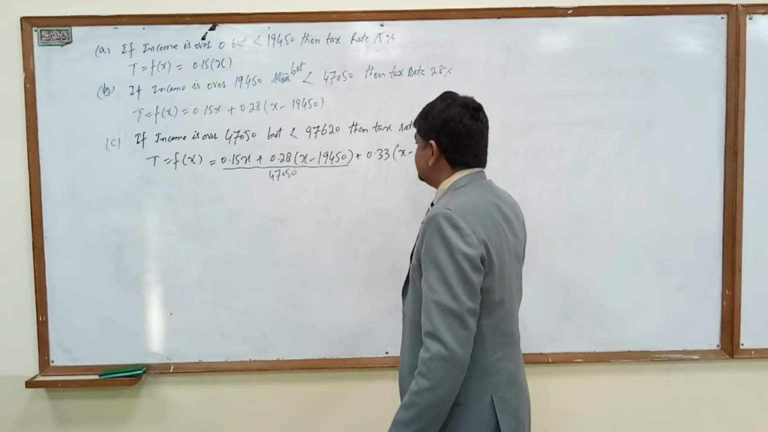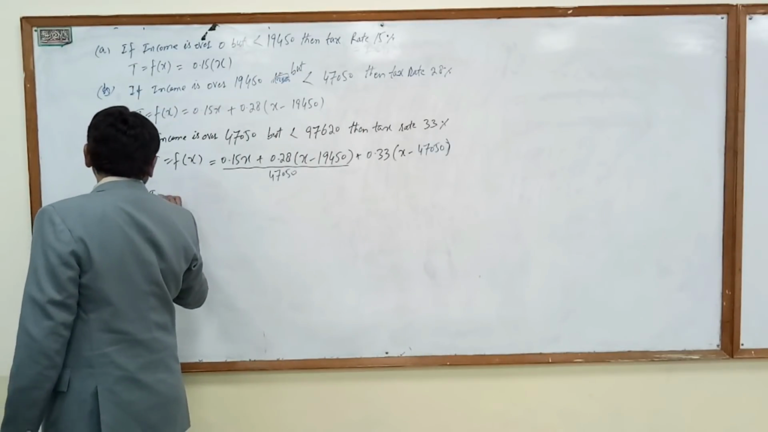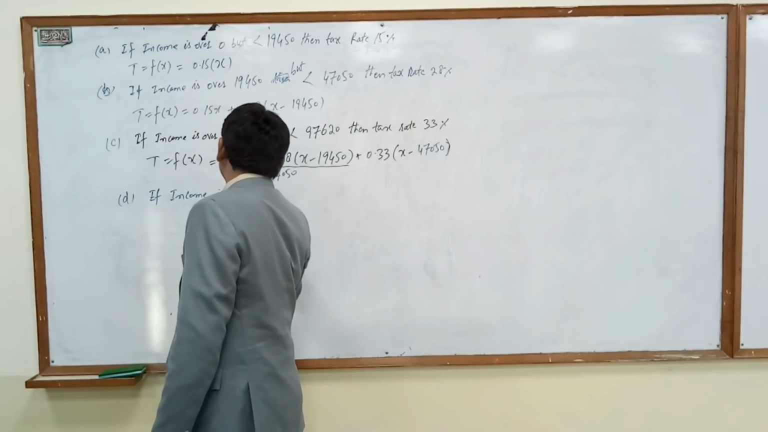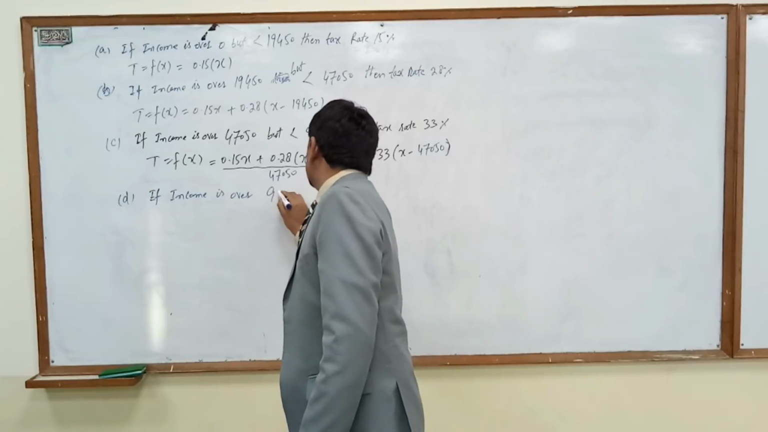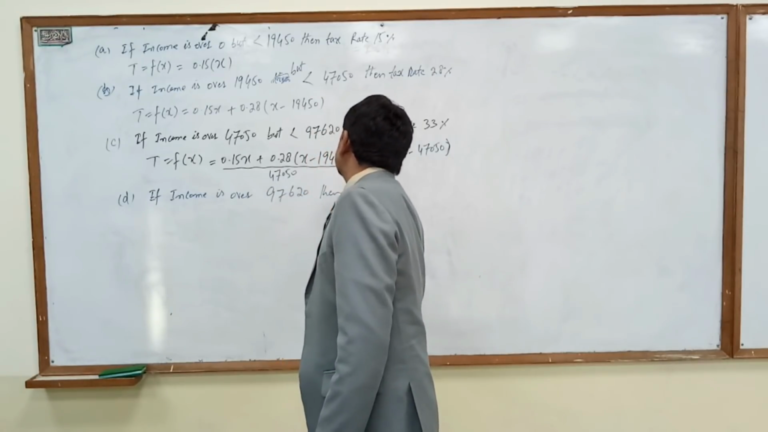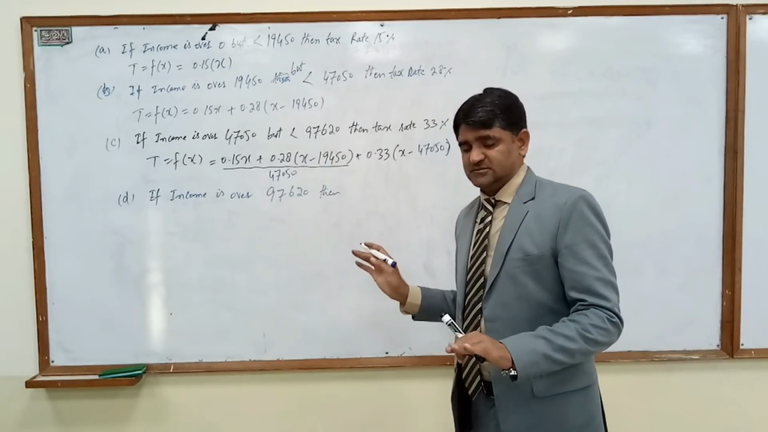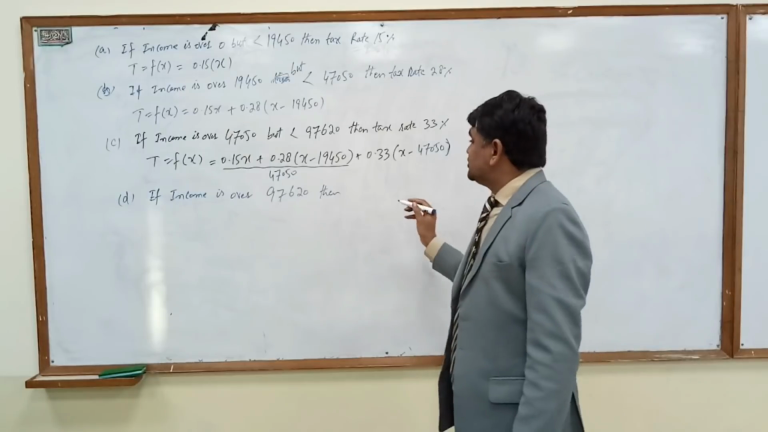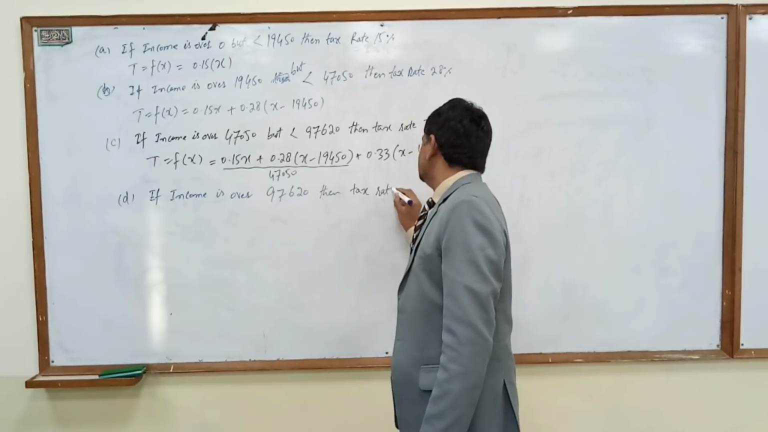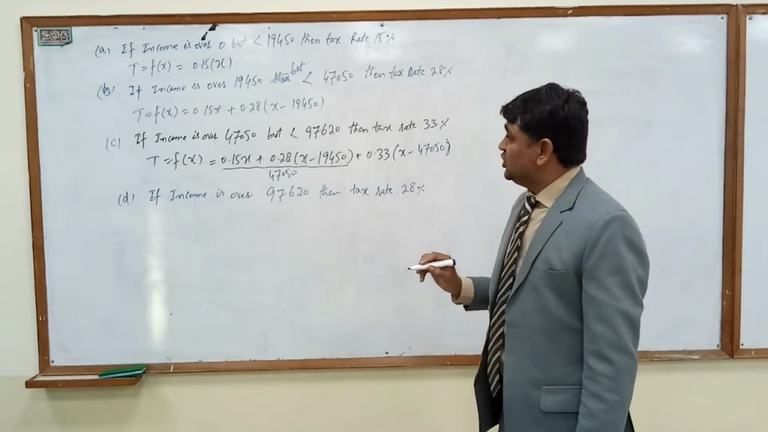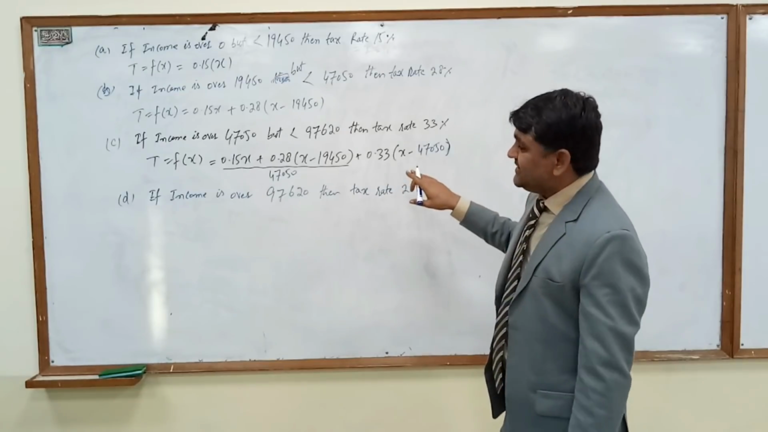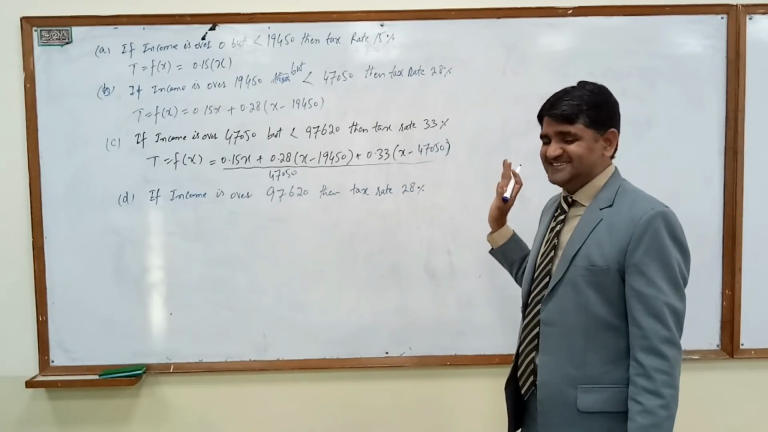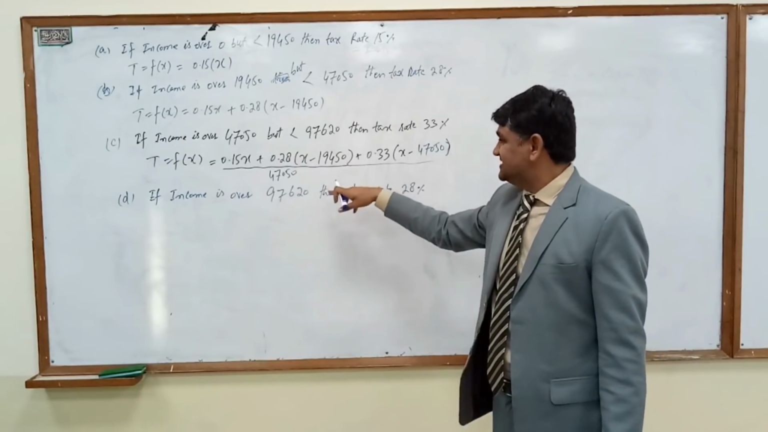What is part D? If income is over 97,620, then the tax rate is. That is the maximum upper limit in this question. If there is another limit, then we can solve our question as we did before. So then the tax rate is 28%. Very good. So over 97,620 this function is done. We will add 0.28 into x minus 97,620.